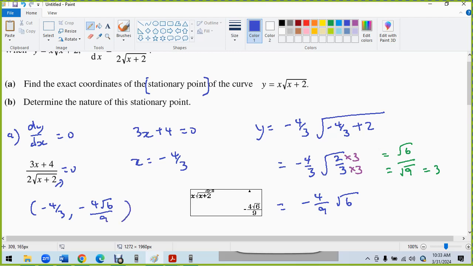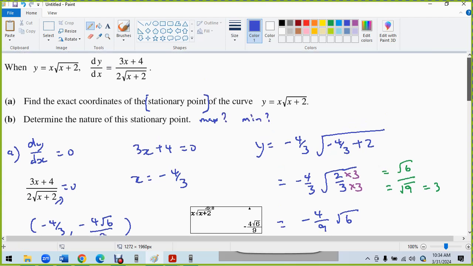For part B, they want us to find the nature of this stationary point. So just now this one I multiplied 3 inside the surd here because we don't want to have a surd at the denominator part. Okay, we rationalize the denominator. So for B, we want to know the nature of the stationary point.